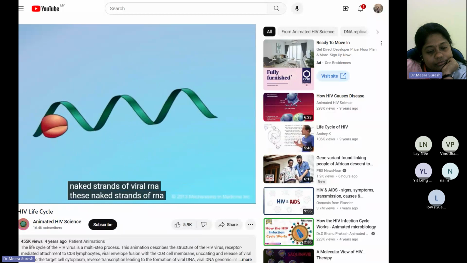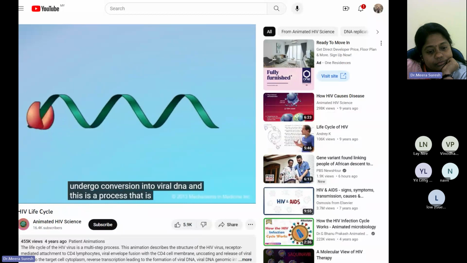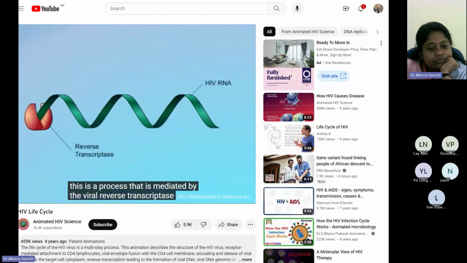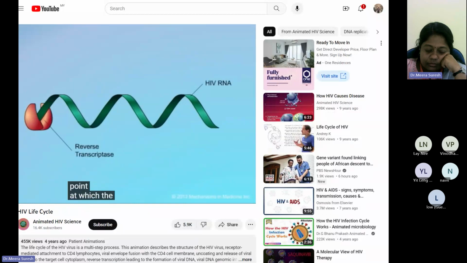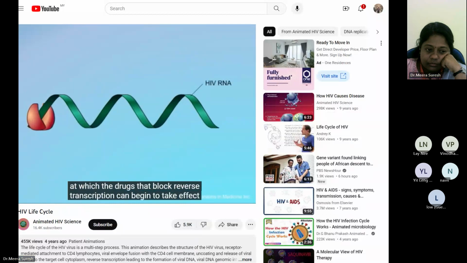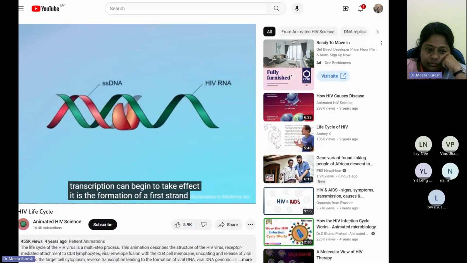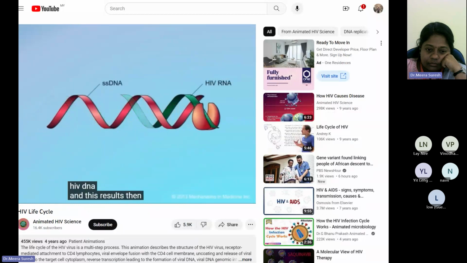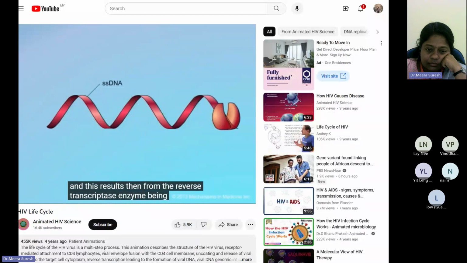These naked strands of RNA will now undergo conversion into viral DNA, and this is a process that is mediated by the viral reverse transcriptase enzyme. This is an extremely important step in the viral life cycle because this is the point at which the drugs that block reverse transcription can begin to take effect. It is the formation of a first strand of HIV DNA. And this results then from the reverse transcriptase enzyme being able to move along the viral RNA and read its sequence. And in the process, what we have is the assembly of a copy of viral DNA.